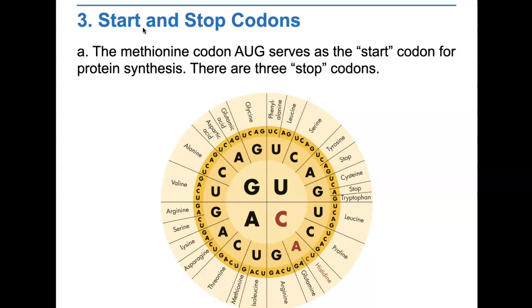Whether a message is communicated in writing or the genetic code, it needs punctuation marks. In English, punctuation tells us where to pause, when to sound excited, and where to start and stop a sentence. The genetic code has punctuation marks too. The methionine codon AUG also serves as the initiation or start codon for protein synthesis.